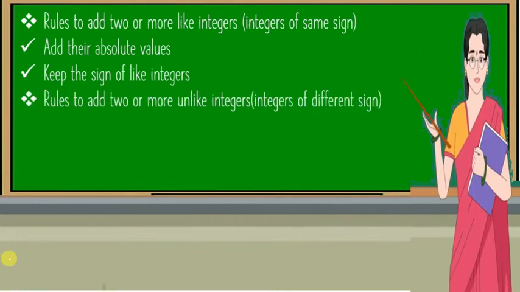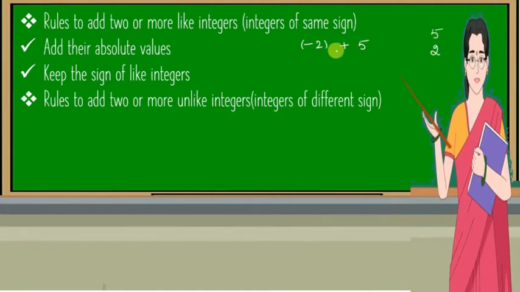Rules to add two or more unlike integers. Now if you have two or more unlike integers, how to add them? Say we have -2 plus 5. So how to add this -2 and 5? What we are going to do is we'll find the absolute value of the integers given to us. The absolute value of -2 is 2 and the absolute value of 5 is 5.